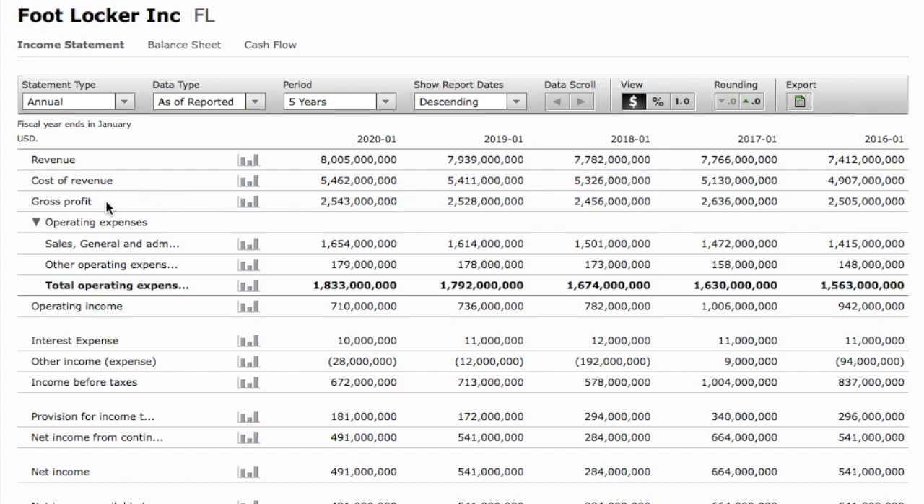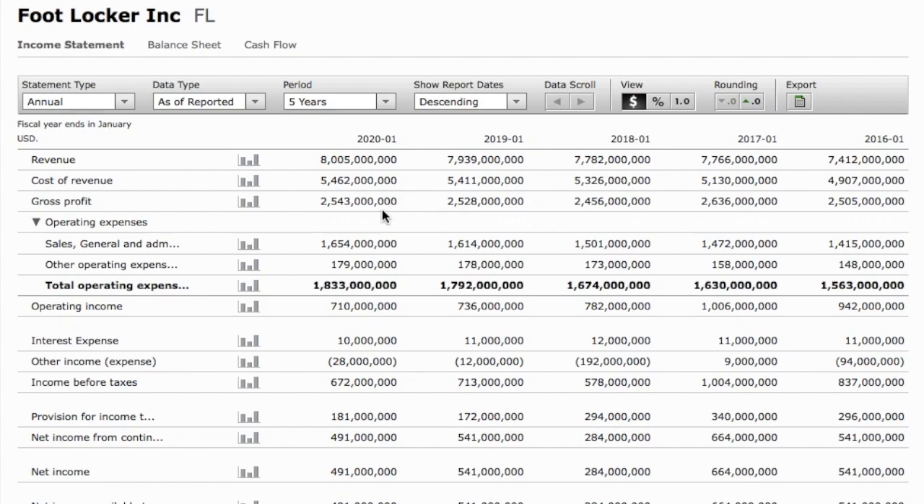Gross profits can also be used to find Foot Locker's gross margin. We just need to take Foot Locker's gross profits, which is $2.55 billion, and divide it by their revenue of $8 billion to get a gross margin of around 31%. For retail, that gross margin is around average, and often acceptable gross margins will vary significantly depending on the industry that we're looking at.